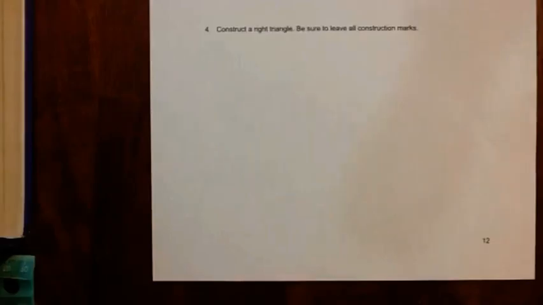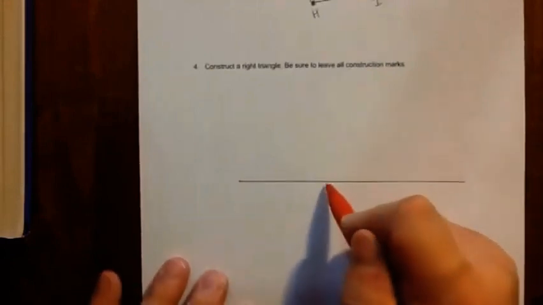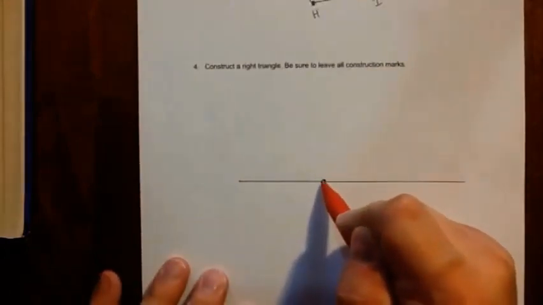So number 4 says we're going to construct a right triangle. And I actually like this construction because it preps us for when we're going to construct a square and when we're going to construct rectangles. So I'm going to start with a segment. I'm going to make it extra long. It's not going to end up being this long, but just to give myself extra space. Because what I want to do is I'm going to plot a point on the line here.